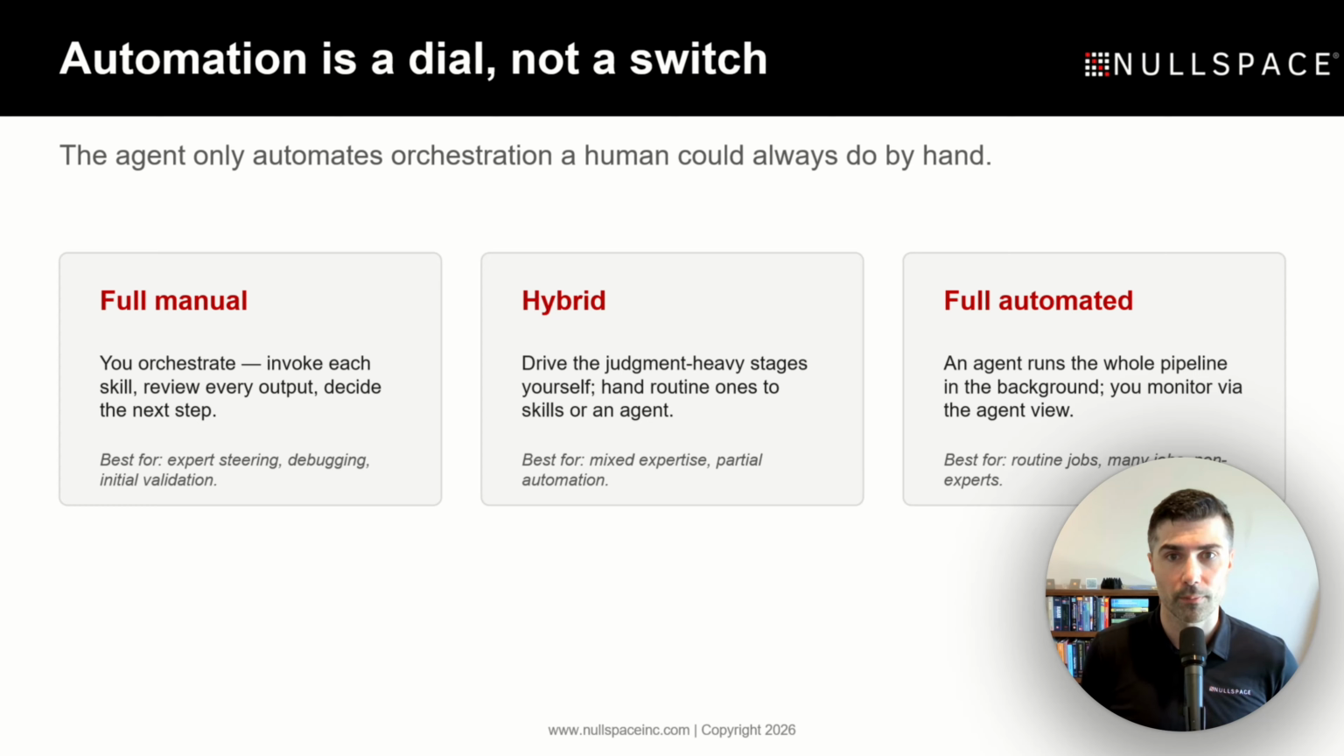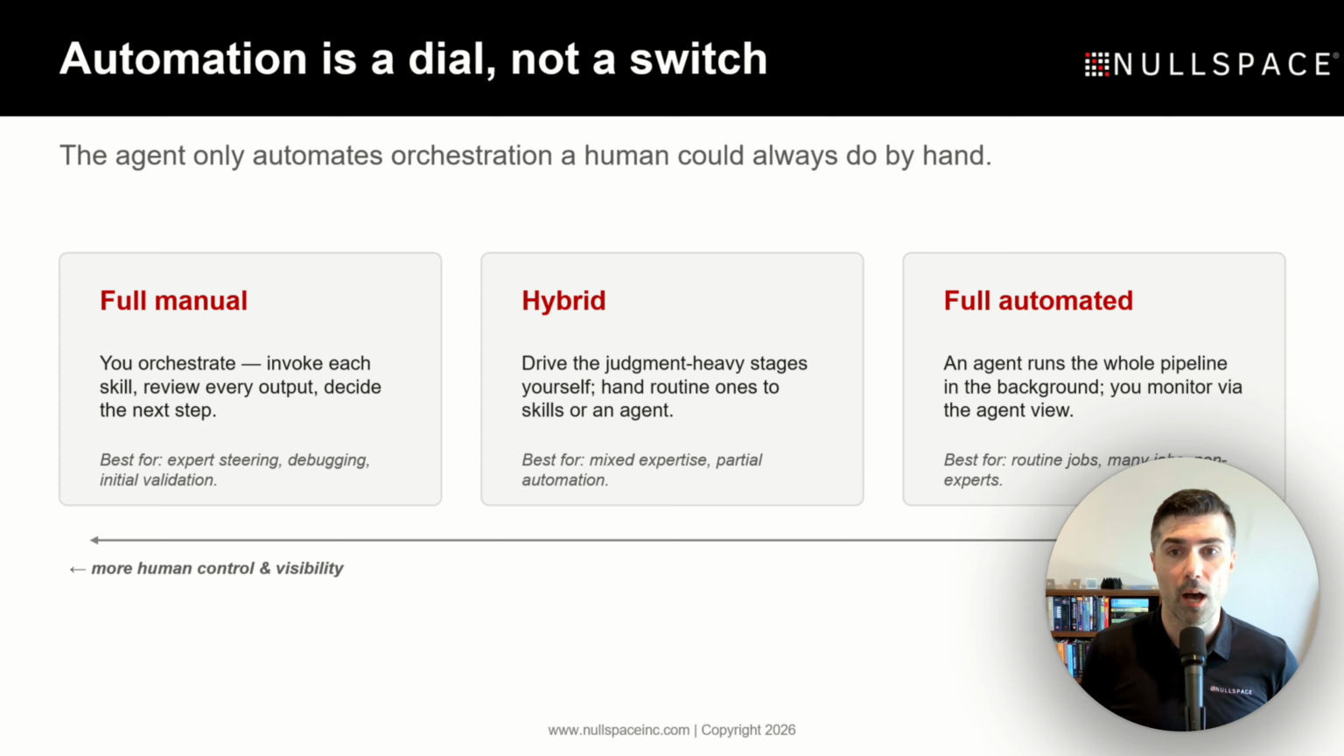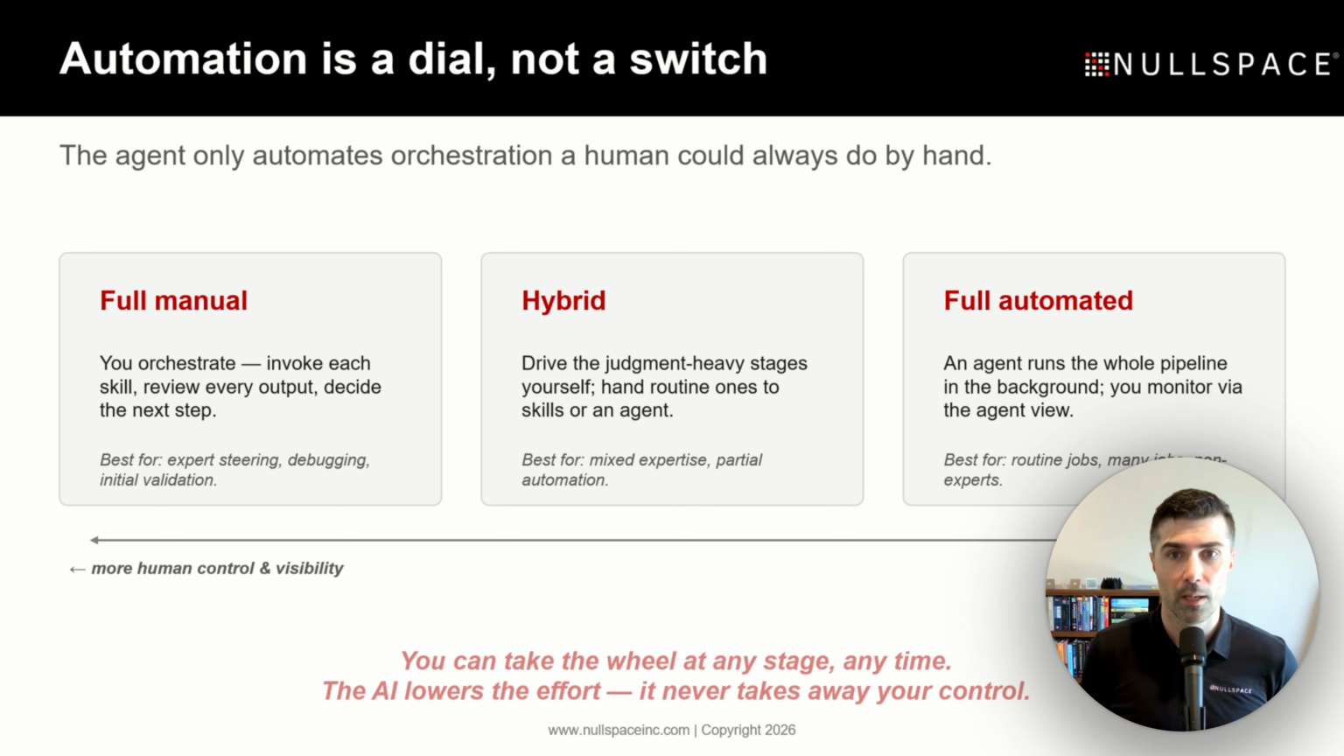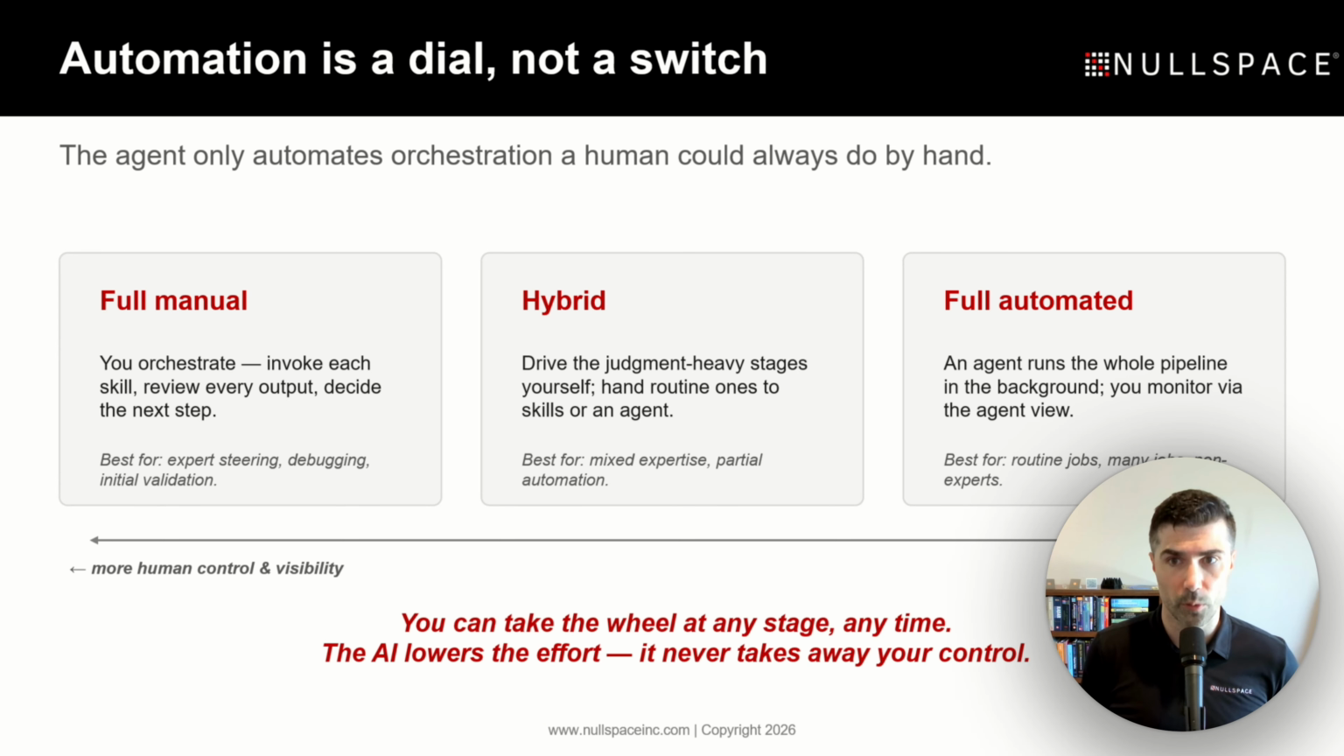Here's why that matters. The agent only automates the orchestration that a human could do by hand. The skills are the durable toolkit. You're never locked out of the room where it happens. You can be in the room at any stage, any time. Maybe you need to steer, maybe you need to debug, maybe to double check. The LLM orchestration simply lowers the effort, but it never takes away your control.